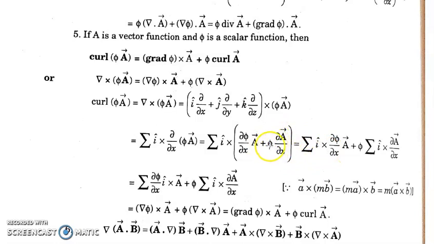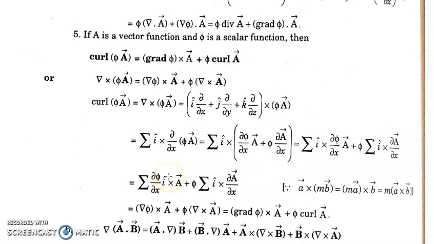Phi is not a constant, phi is a scalar function. So here we cannot take dou phi by dou x outside, because the derivatives change component wise. It will be dou phi by dou y, dou phi by dou z. But here you will have phi always. So phi can be taken out of the summation. So we can write it as summation I cross dou phi by dou x A plus phi times summation I cross dou A by dou x.